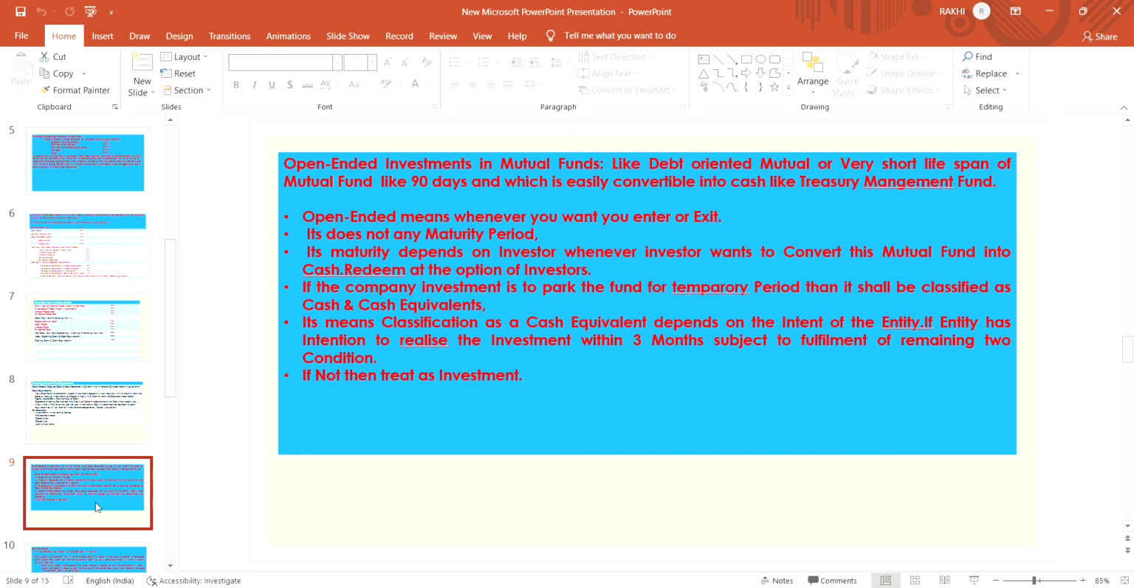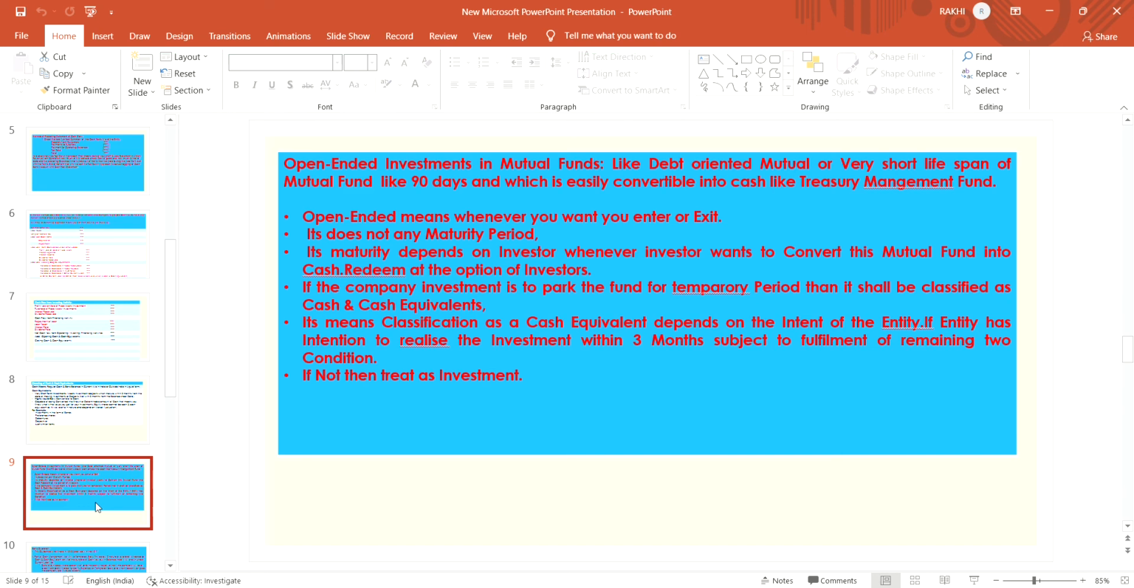If the company just wants to park its money for a temporary period, the classification of cash and cash equivalent depends on the intent of the entity, what the entity wants. If the entity has the intention to realize the investment within 3 months, subject to the fulfillment of all the conditions, then only it is treated as cash and cash equivalent. Otherwise, if the conditions are not fulfilled, then it will be treated as an investment under non-current asset. It is not treated as cash and cash equivalent.